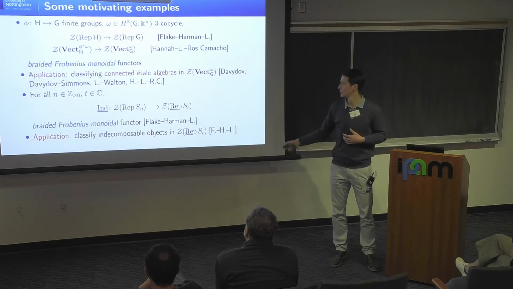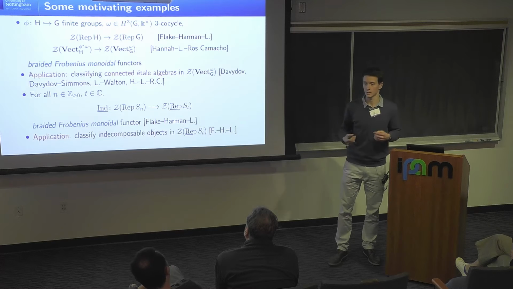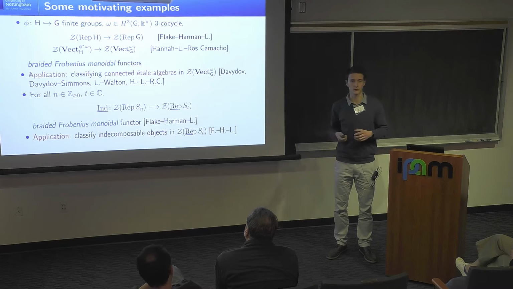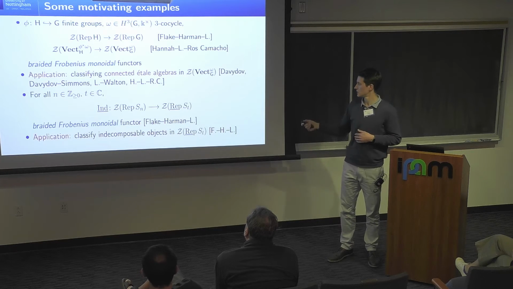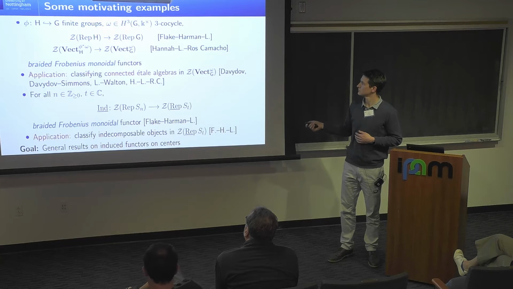So we were wondering, is it a coincidence that such a functor exists? Maybe it exists for more general monoidal centers. This is the starting point of the project. Okay, so these are some motivating examples.